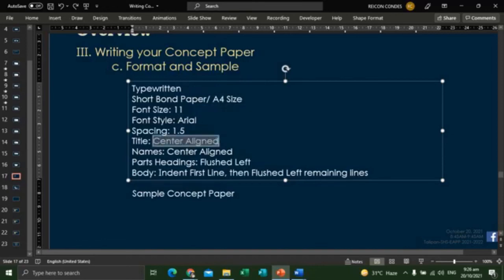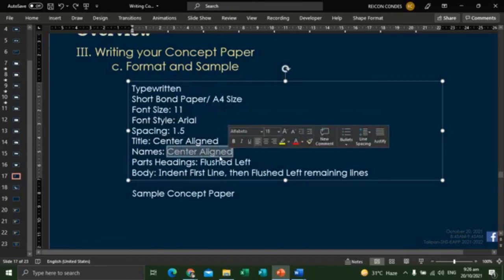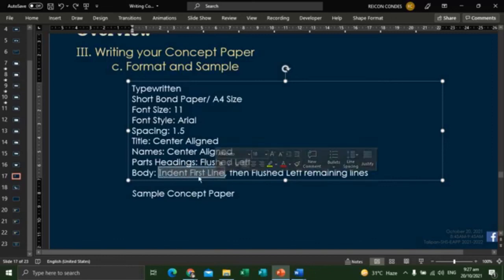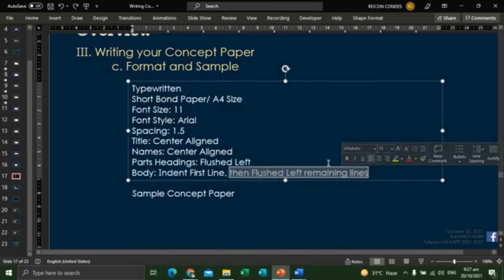Yung title ay naka-center, yung names ninyo naka-center din. Ang pagsusulat ng names ay yung regular formatting. Ibig sabihin kung paano kayo magsulat ng pangalan. For example, Juan de la Cruz. So, Juan de la Cruz ang sulat. And then, parts of the headings, yung mga headings yung 1, 2, 3, 4, 5, 6, yung intro hanggang reference, naka-flush left. And then sa body, of course, those paragraphs should be indented in the first line and then flush left remaining lines. Hindi siya naka-justify. Kasi ang APA format is not in a justified manner. Hindi siya yung pantay na pantay.